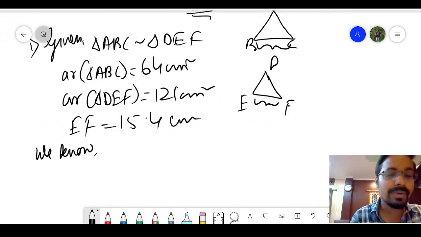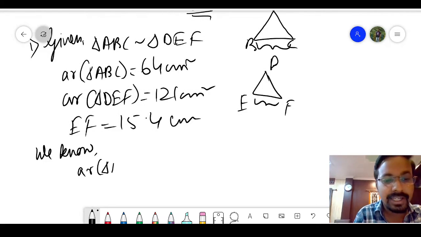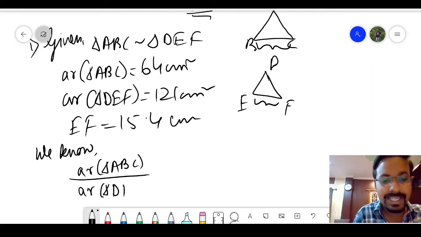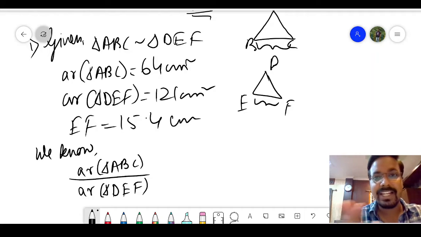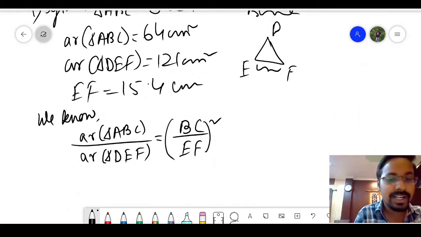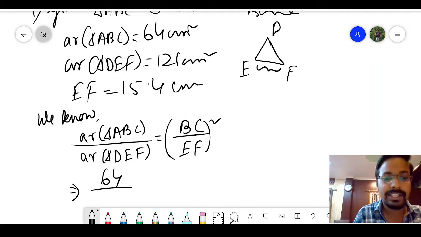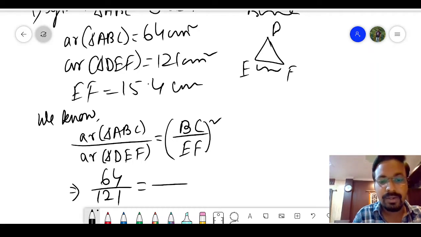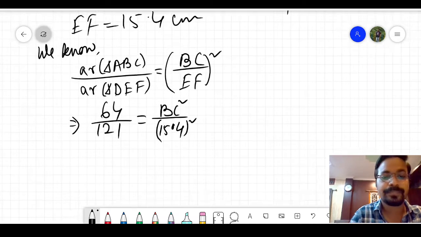So what we know from here is that area of triangle ABC by area of triangle DEF, ratio of the areas of two similar triangles, is equal to the square of the ratios of their corresponding sides. So that means BC by EF whole square. That's what we can use. So now area of triangle ABC is given, it is 64, and that of DEF is 121, and we have BC's value we have to find out, and EF is given as 15.4. This will be squared.